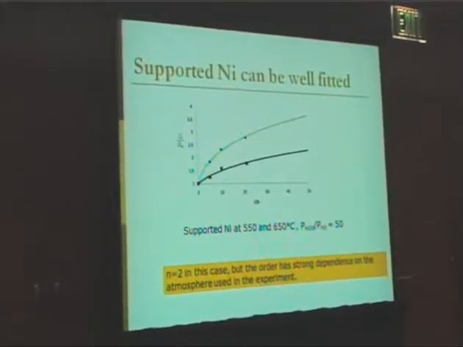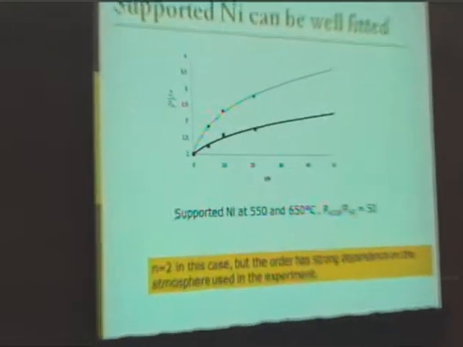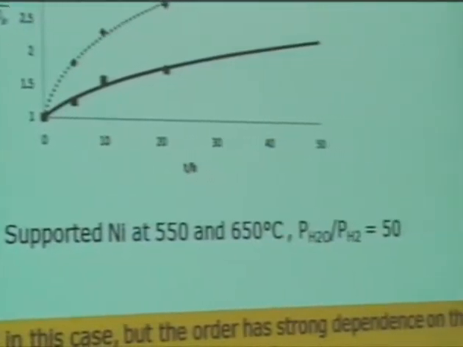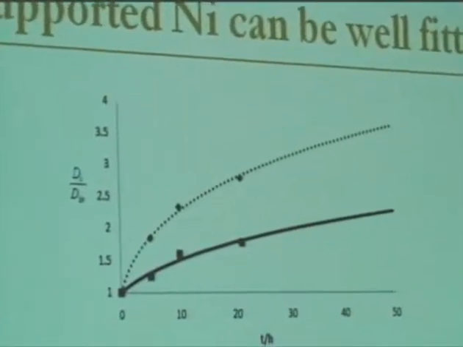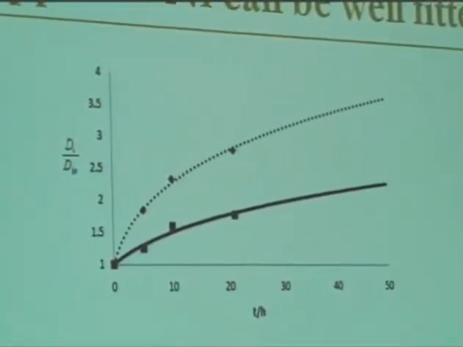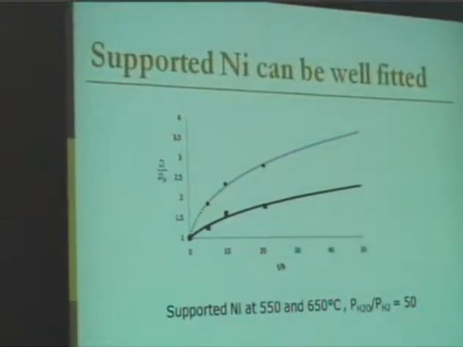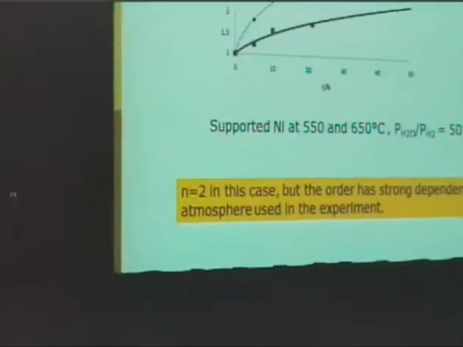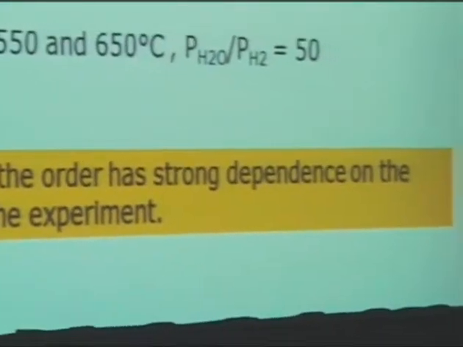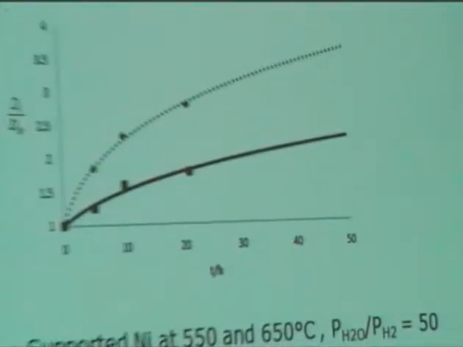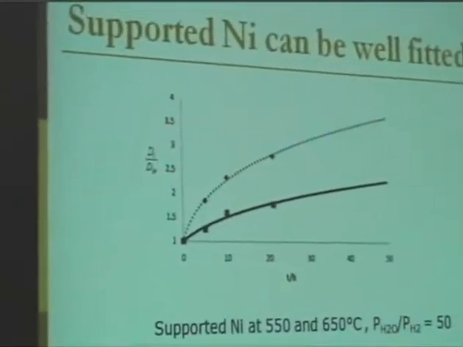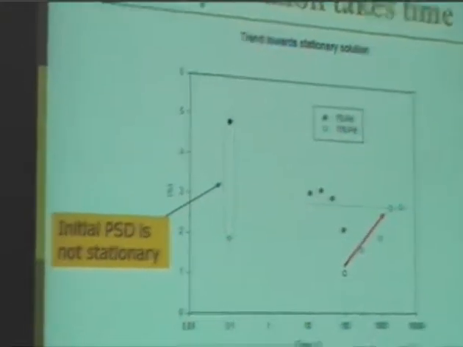Now, in the case of support nickel, I wanted to present some more results. I'll just present these two. n equals 2, different catalysts together, and we can also fit rather nicely the particle size distribution in that case. And nickel is trickier, at least the data that we have seen, because of the dependence on the atmosphere.